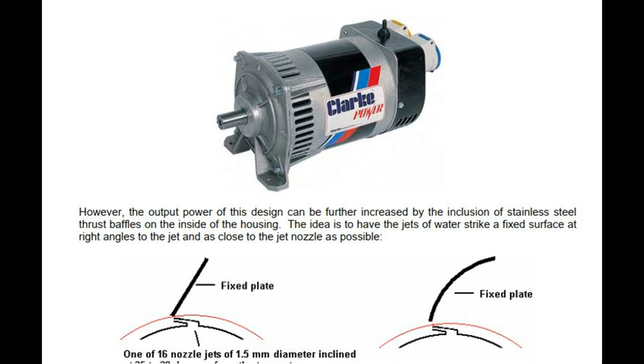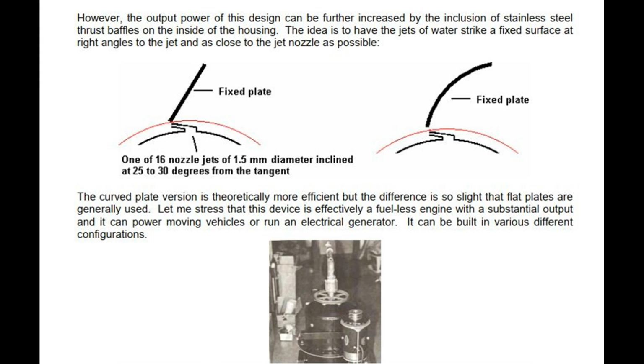However, the output power of this design can be further increased by the inclusion of stainless steel thrust baffles on the inside of the housing. The idea is to have the jets of water strike a fixed surface at right angles to the jet and as close to the jet nozzle as possible. The curved plate version is theoretically more efficient, but the difference is so slight that flat plates are generally used.